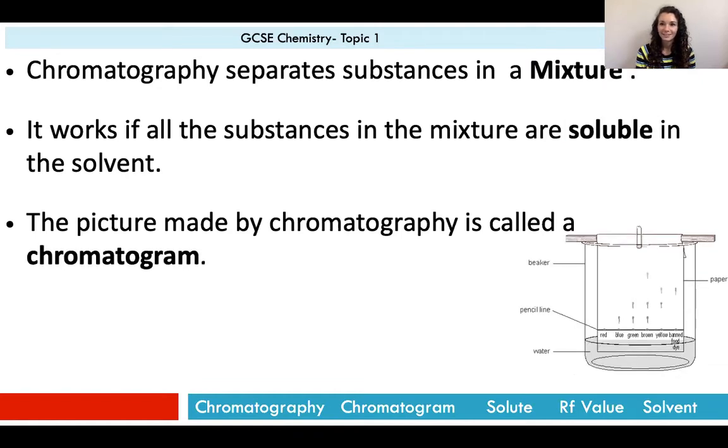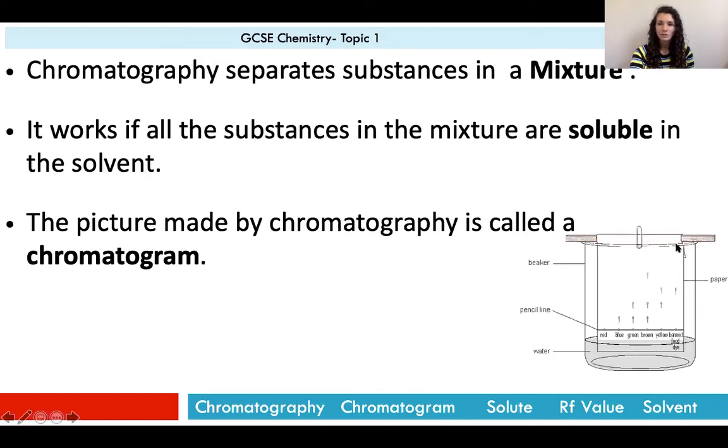Fab. Well done. So if you managed to get them, then you can give yourself a big tick. If you didn't, then hopefully you've left a little blank space and you can write them in now. So chromatography separates substances in a mixture. It works if all the substances in the mixture are soluble. And the picture made by chromatography is called a chromatogram.